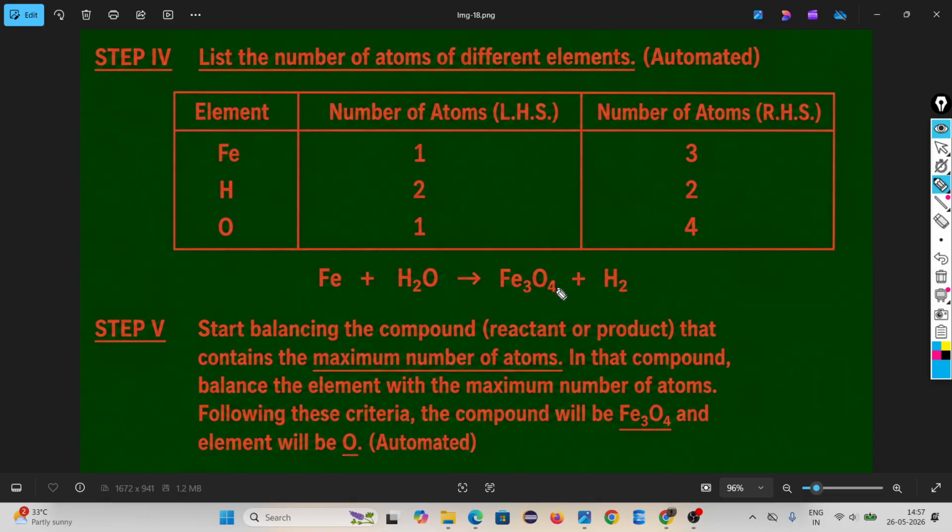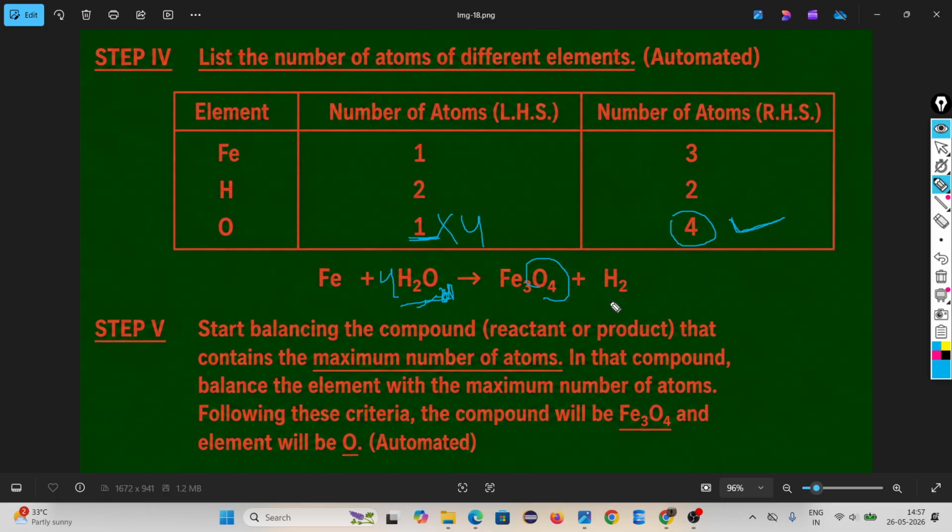In the right-hand side how many oxygen are there? 4. In the left-hand side how many are there? One. Then how to do it? 1 into 4. So here you have to write 4. Don't write it as a subscript. Now oxygen is balanced.